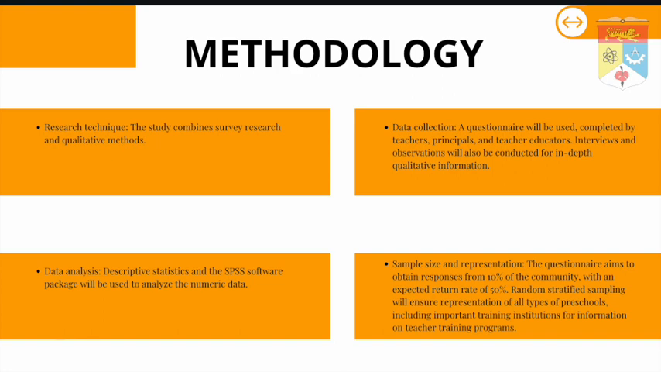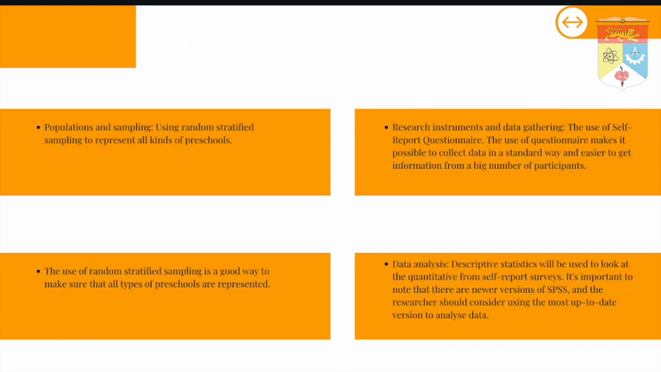Random stratified sampling will ensure representation of all types of preschools. And as for population sampling, it is using random stratified sampling. For the research instrument and data gathering, the use of a self-report questionnaire will make it possible to collect data in a standard way and makes it easier to get information from a big number of participants. The use of random stratified sampling is a good way to make sure that all types of preschools are represented.